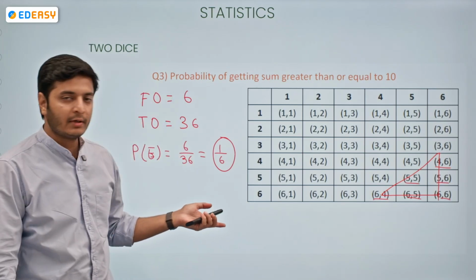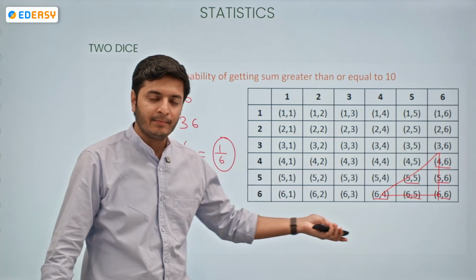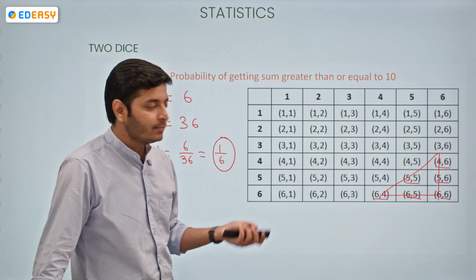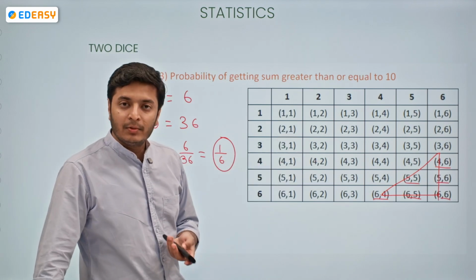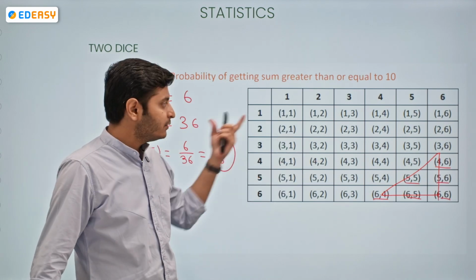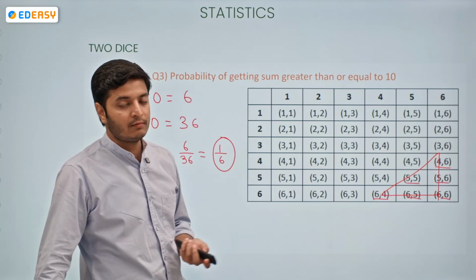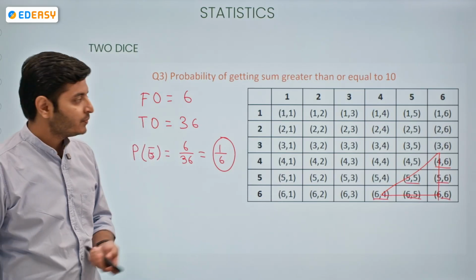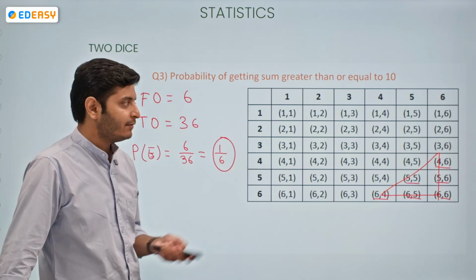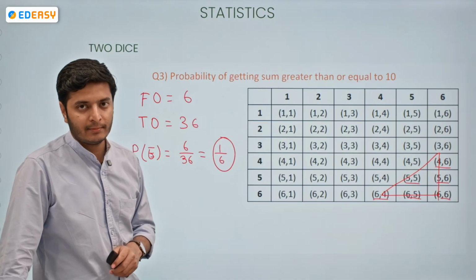So this is how you can find it using the table. Easy again. It looks easy because we have this table. Please try to solve these problems without using the table, then you will find it very difficult and time consuming. So please do create the table if you have problems based on 2 die.